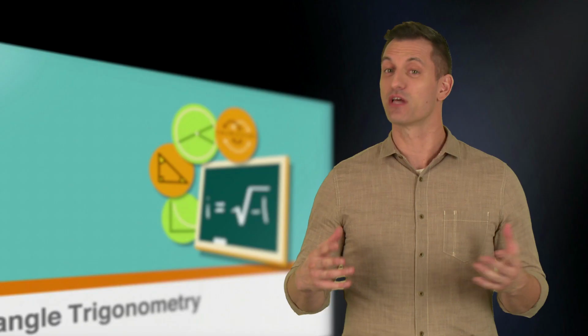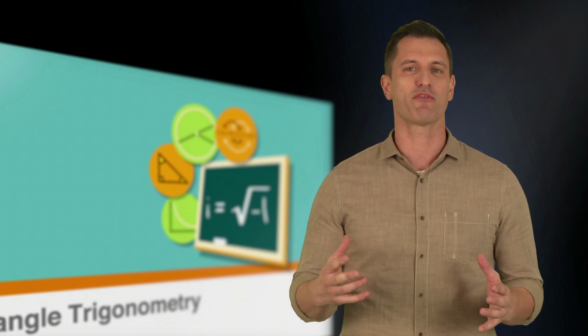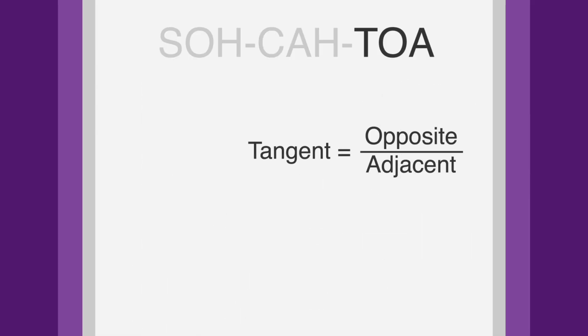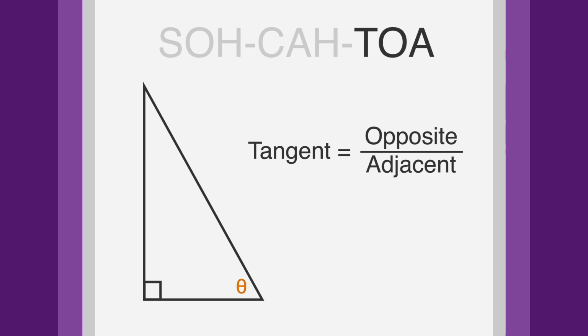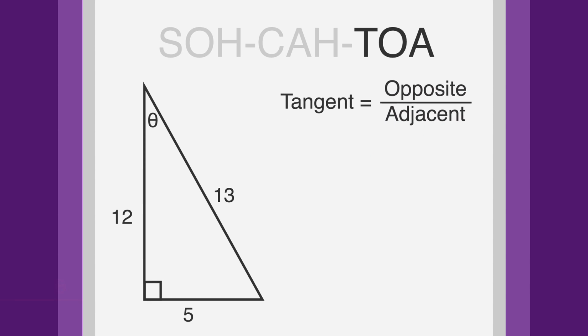All right, we've done a lot of trig, but we have a little more ground to cover. Let's talk about the last part of our magic word, toa. Toa means tangent equals opposite over adjacent. If you have a right triangle, the tangent of an angle equals the length of the side opposite to that angle over the length of the adjacent side. So if tangent equals opposite over adjacent, what is the tangent of theta in this triangle?